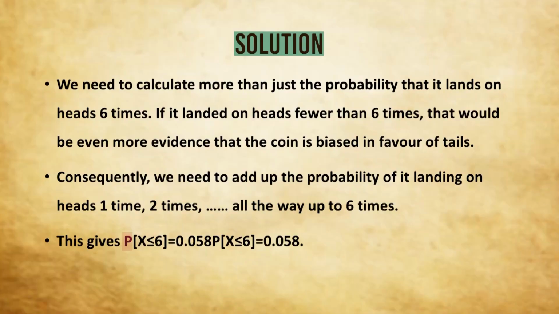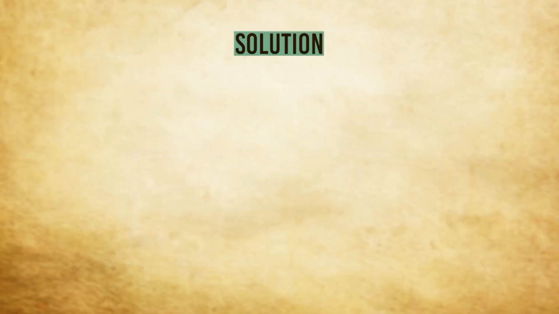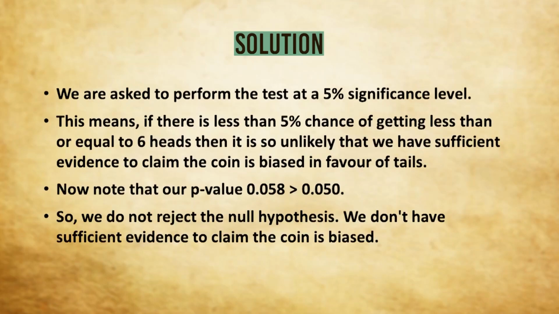So we can easily calculate probability x less than or equal to 6. That is probability x is equal to 1 plus probability x is equal to 2 up to probability x is equal to 6. And you can see this comes out as 0.058. We are now asked to perform the test at 5% significance level. That means if there is less than 5% chance of getting less than or equal to 6 heads, then it is so unlikely that we have sufficient evidence to claim that the coin is biased in favor of tails. So the 0.058 that we obtain is nothing but the p-value of the test.